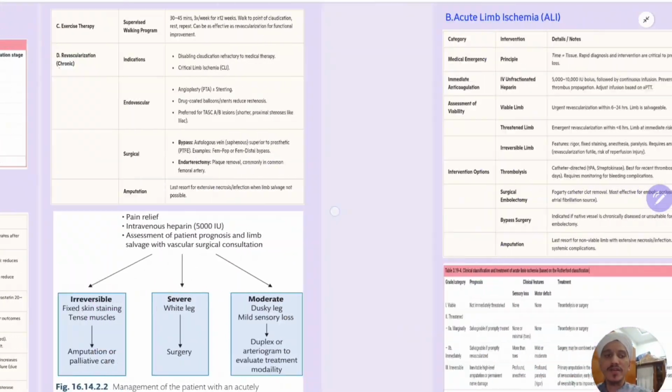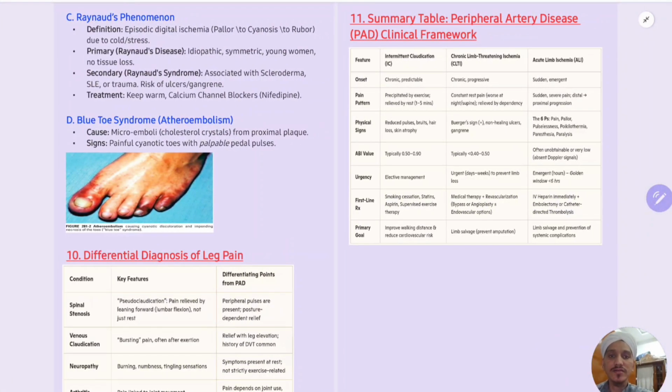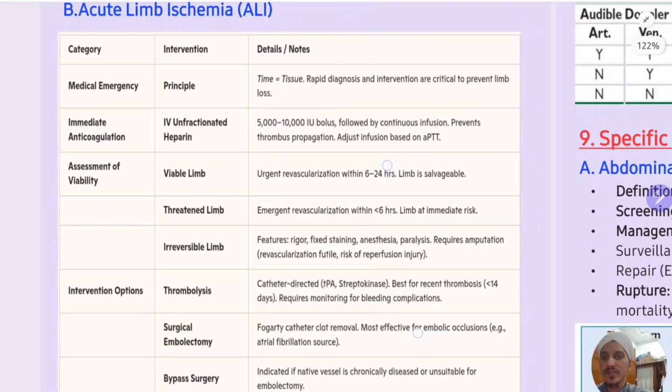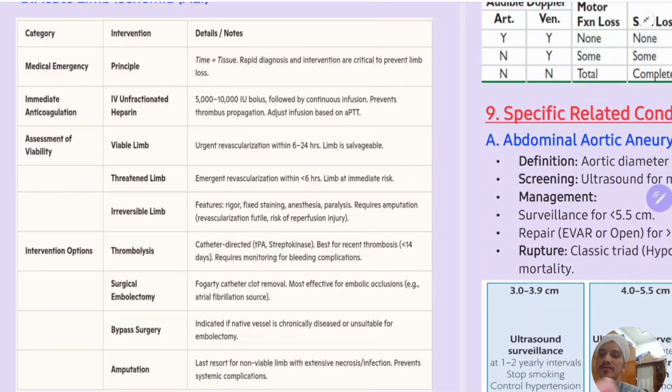That's about the management. Now coming to the management of acute limb ischemia. The definition of acute limb ischemia is already said. So what is the principle? Time is equal to tissue. The earlier you do the intervention, the more of the limb will be saved. Rapid diagnosis and intervention are important to prevent limb loss.